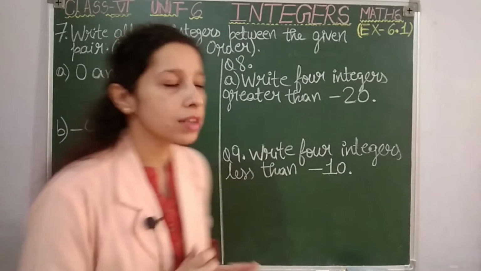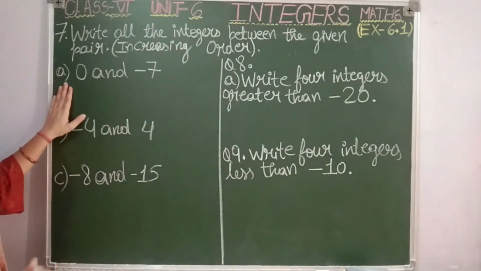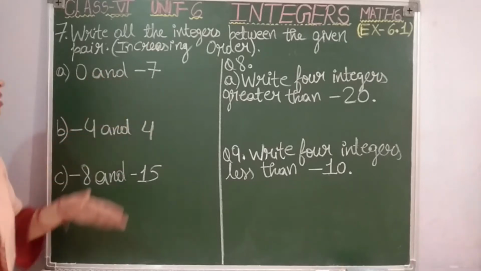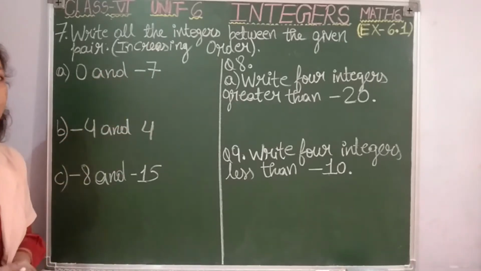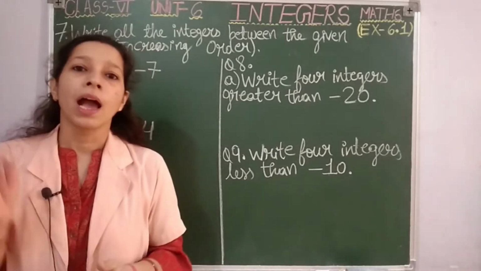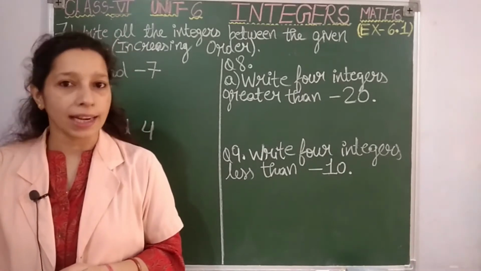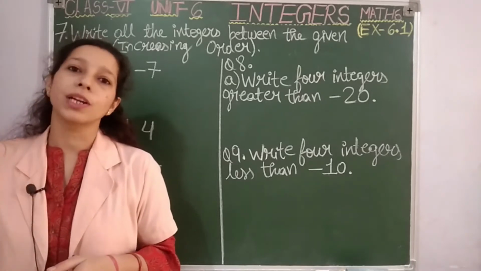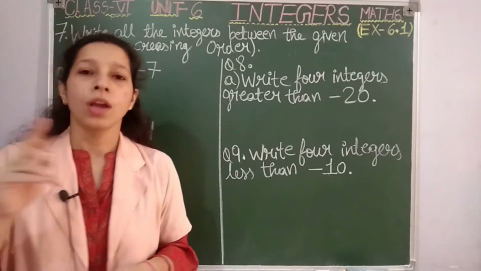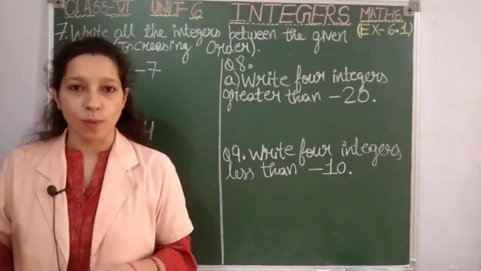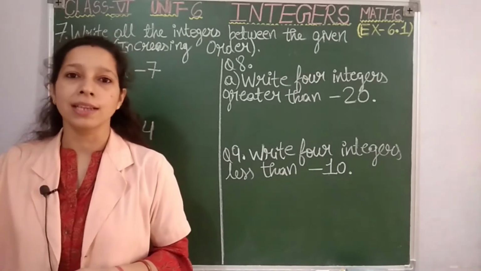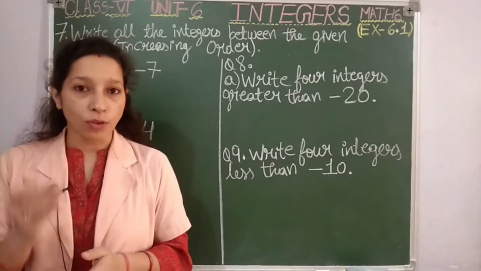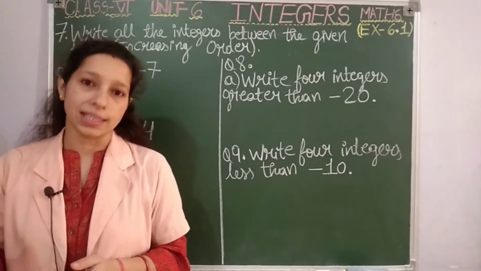Let us see our first pair, students. First pair is 0 and minus 7. So which integers come between 0 and minus 7? We have studied about the number line. After 0, on the left side, negative numbers are there. So from 0 to minus 7, how many numbers will come between? That you have to show. So you know that after 0 it is minus 1, then minus 2, minus 3, and we will go up to minus 7. But students, here you have to write the integers in increasing order.